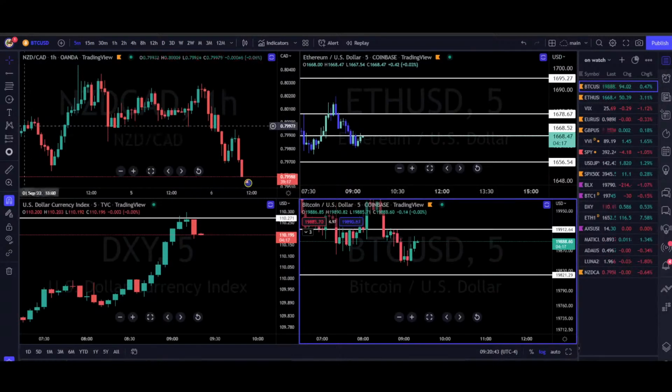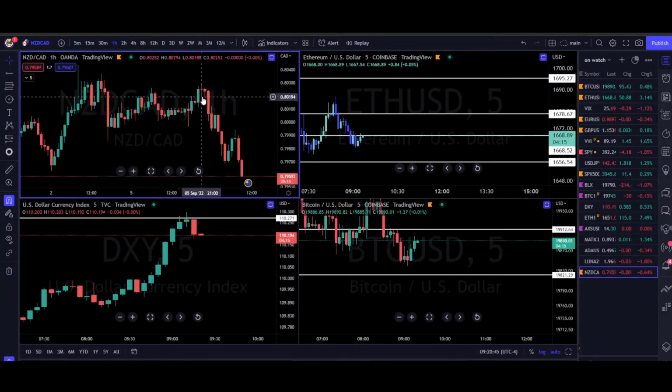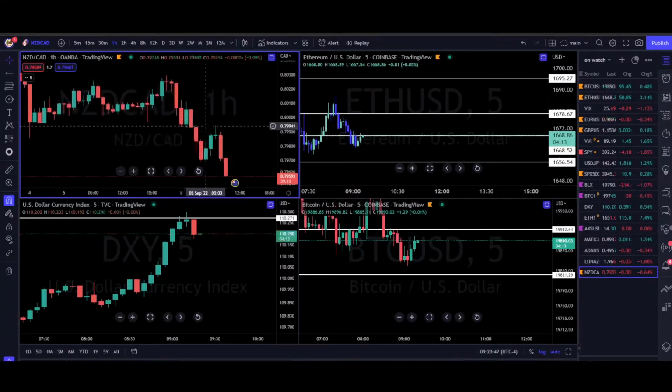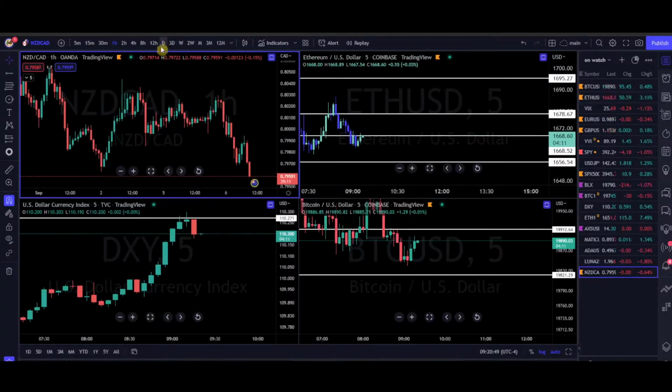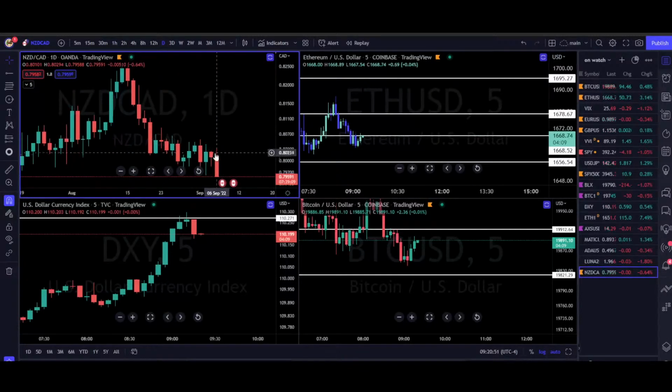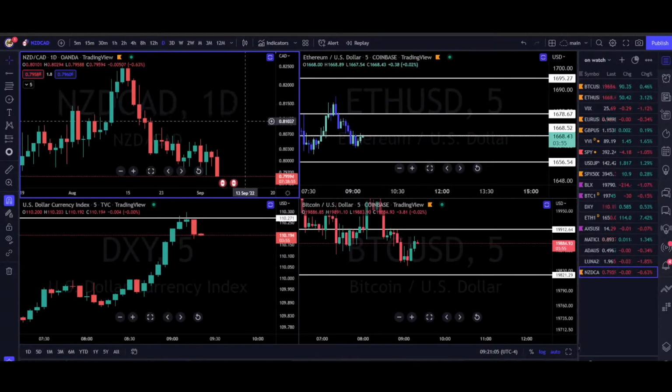I hope somebody got short NZD CAD yesterday. We are expecting downside continuation based on this day here. And I mean, daily supply held to perfection, even yesterday, or even today's range. But that happened during the Asian session last night. But looks good.